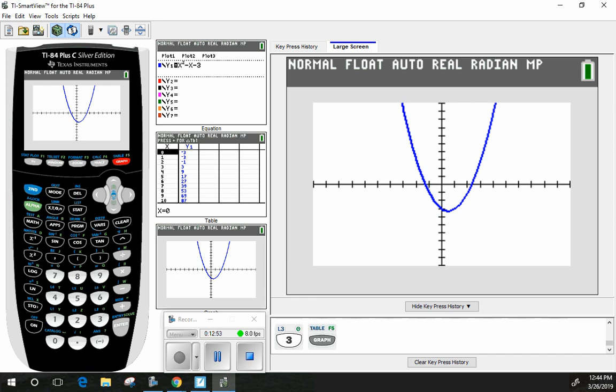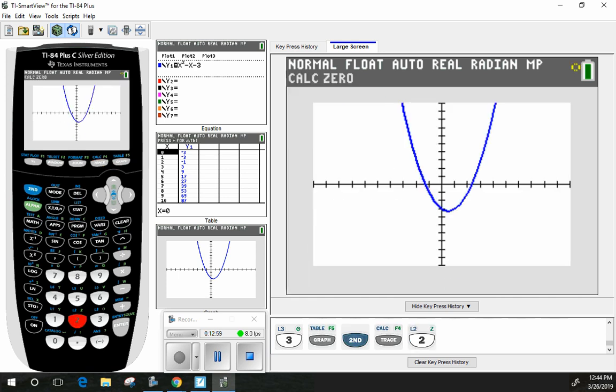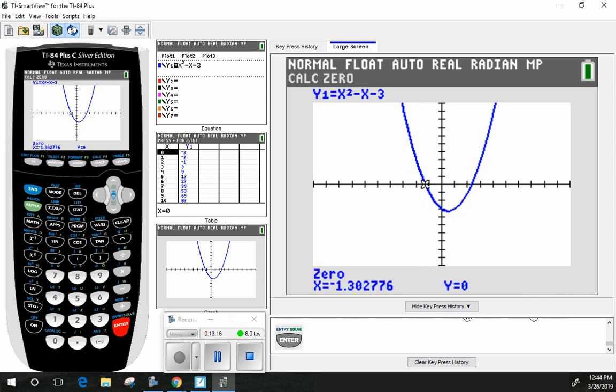Okay, so let's start looking for the left one. If you haven't already, we're going to go second trace. That gives us a calc menu. We're going to choose the second choice. We're going to get to the left of this intercept, and then we're going to get to the right of that intercept so that it's being hugged by the two boundaries. It's sitting right in the middle. And then we hit enter one more time.